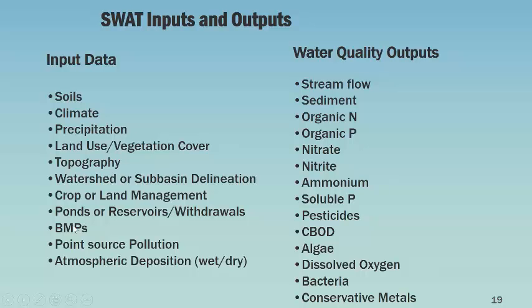The rest are all optional, depending on some watersheds, you may have a lot of best management practices or ponds and reservoirs or land management and so on, including point source and atmospheric depositions. But the minimum requirement to set up your model is the first 5 inputs is all you need in a GIS form. These are on the right-hand side.